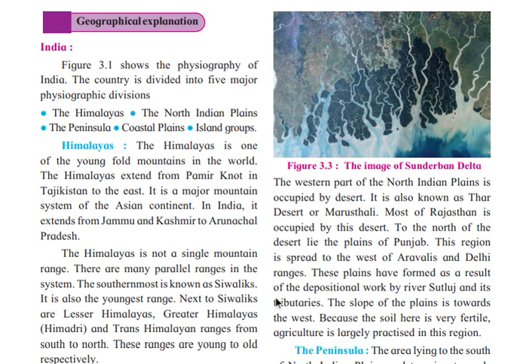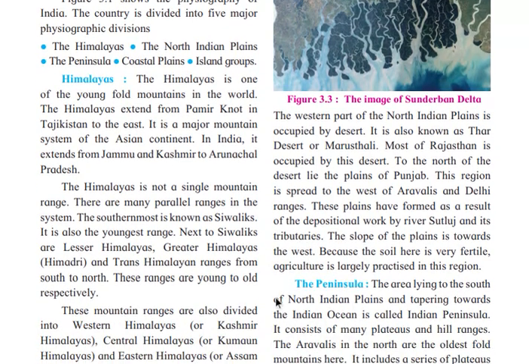Second is the North Indian Plain. Third is the Peninsula. Fourth is the coastal plains. Fifth is the island groups. So let's start with the first one, which is the Himalayas.